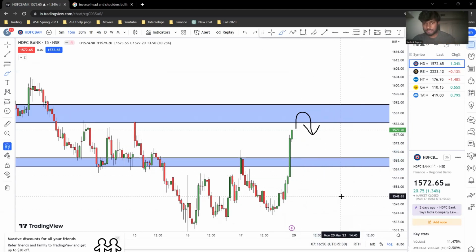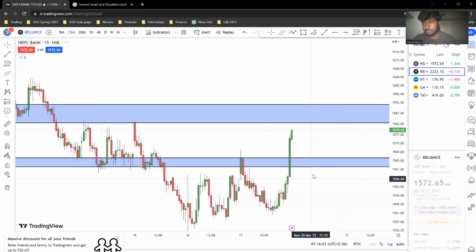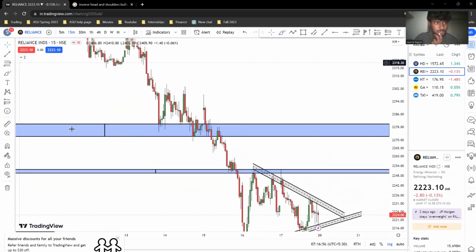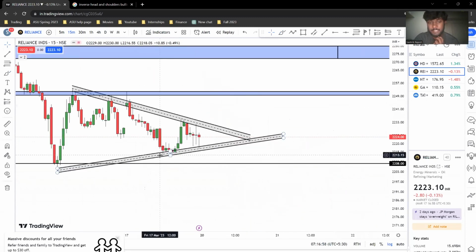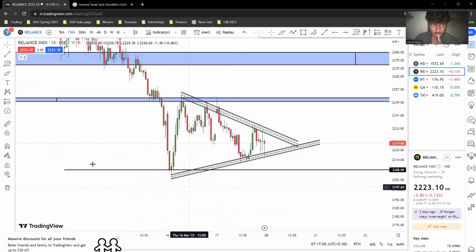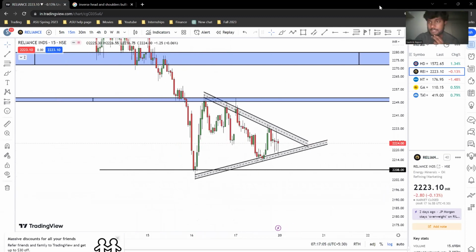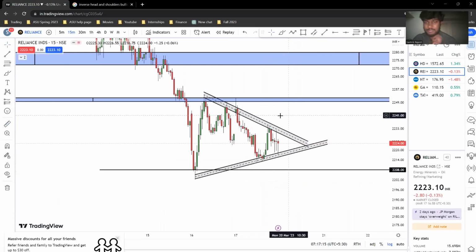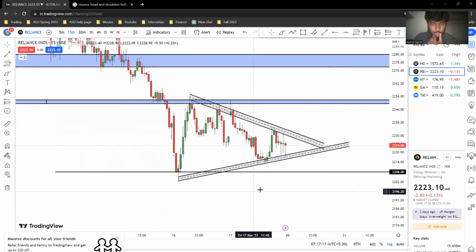So that's for HDFC. Let's go to Reliance. Reliance, I'll be taking up for a bullish trade. We can actually take this up for a bearish trade too, but the risk to reward, if you guys take up the trade somewhere here, it's just 7 points. But a bullish trade, it's a good opportunity.